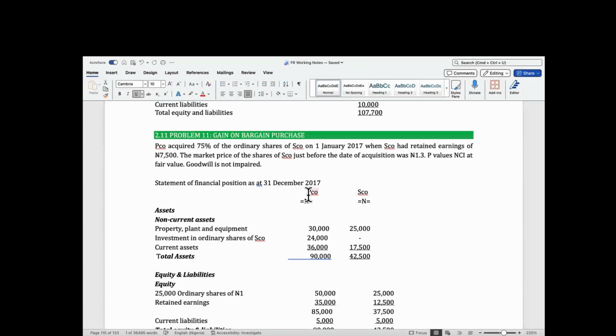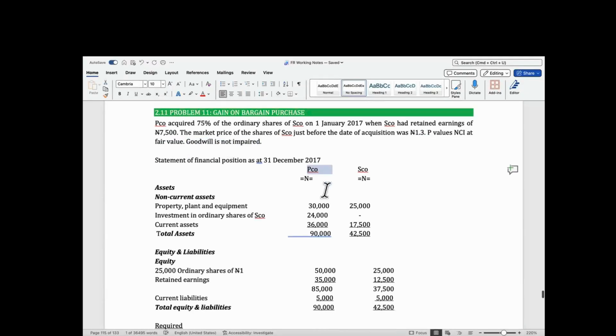The next one says Pico acquired 75% of the ordinary shares of ESCO on 4th January 2017, when ESCO had retained earnings of 75. Market value of ESCO shares before the date of acquisition is 130 kobo. NCI is valued at fair value. Goodwill is not impaired in this case. So they give us the financial position of the two companies.